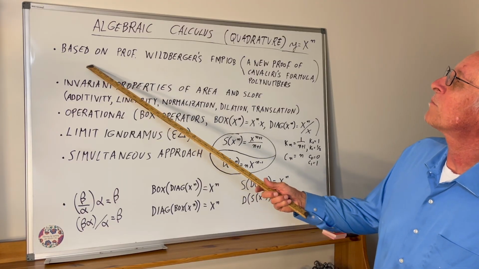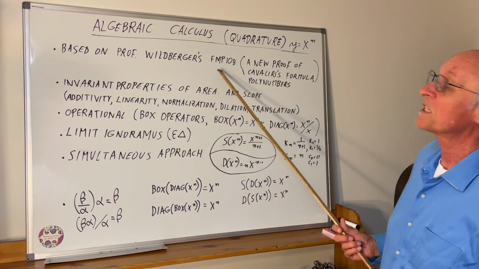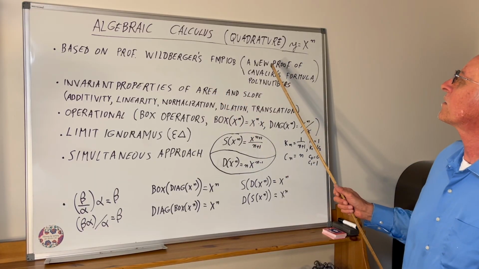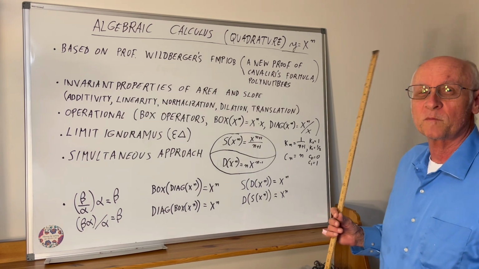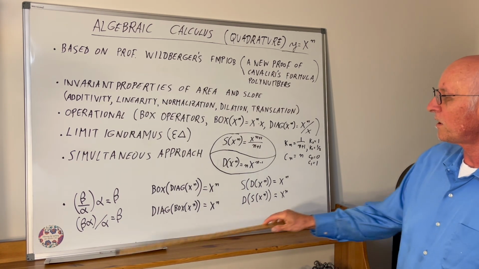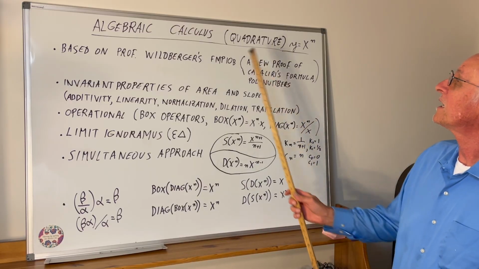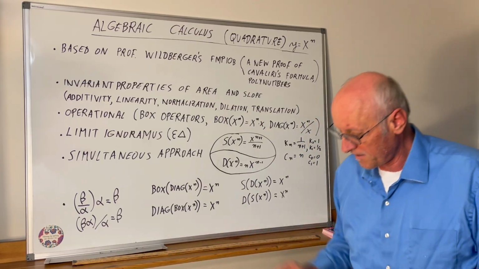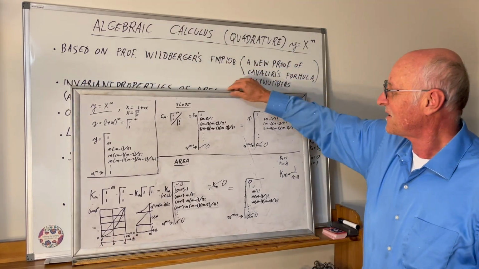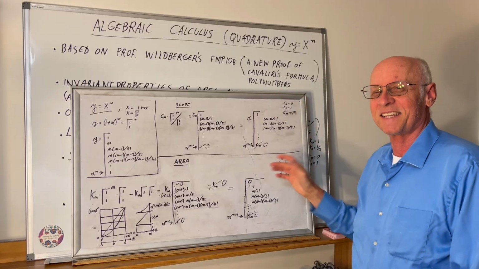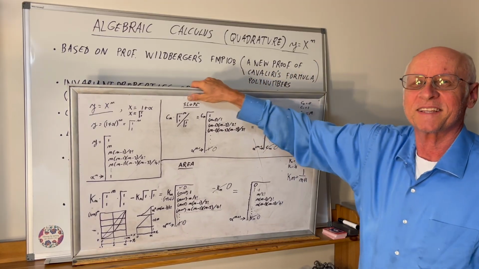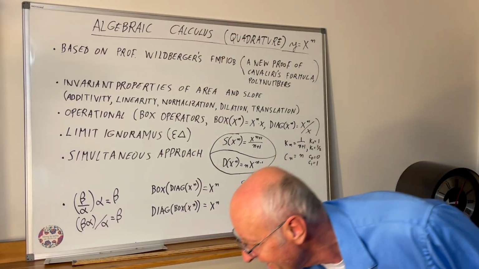We're based on Professor Wildberger's famous Math Problem 10b video, which is also the article "A New Proof of Cavalieri's Formula" in the American Mathematical Monthly, and we're also basing it on his polynumbers. So this is all Wildberger stuff. You might ask, what's polynumbers? Well, that's polynumbers. Believe it or not, we're going to reach this level, and it looks daunting at first, but we'll get there. Don't worry about it.